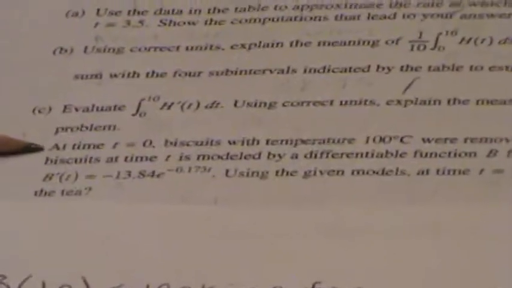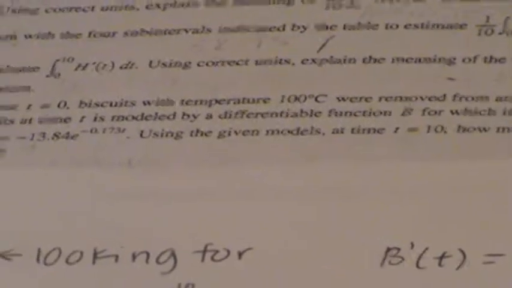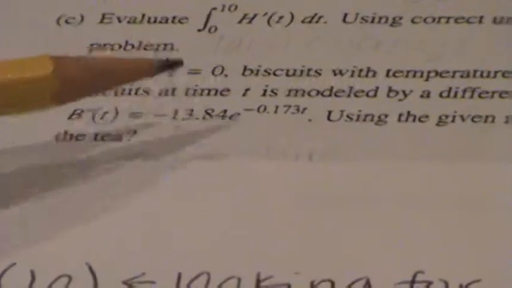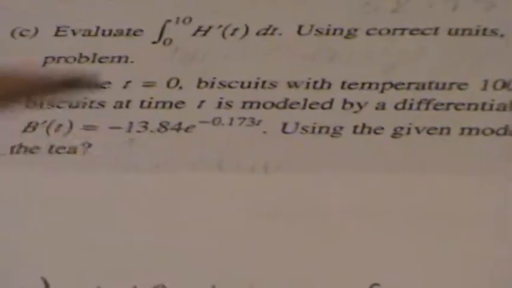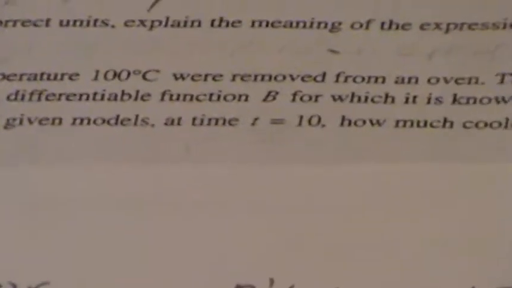And finally, part D asks, at time t equals 0, biscuits with temperature 100 degrees Celsius were removed from an oven. The temperature of the biscuits at time t is modeled by a differentiable function B, for which it is known that B prime of t equals negative 13.84 times e to the negative 0.173t power. Using the given models at time t equals 10, how much cooler are the biscuits than the tea?